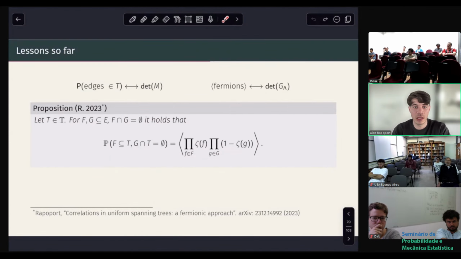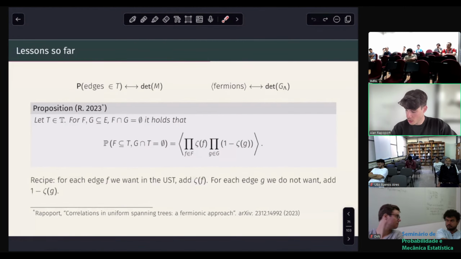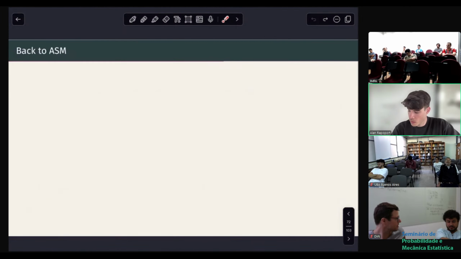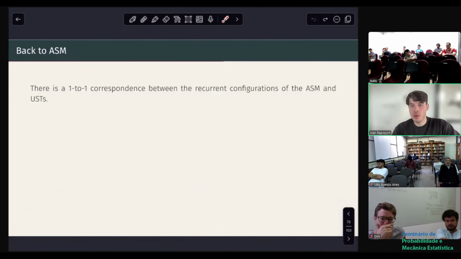So basically, this allows you to calculate one probability in one system in terms of the mean value of a completely different system, right? So yeah, this is the recipe that I was telling you about. Okay, and now we finally have all the ingredients. Now we have to identify the USC with the Abelian sandpile.